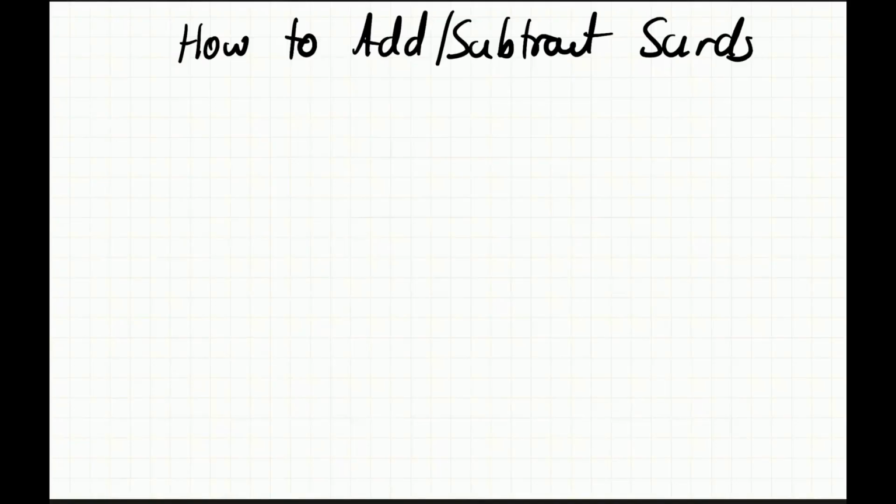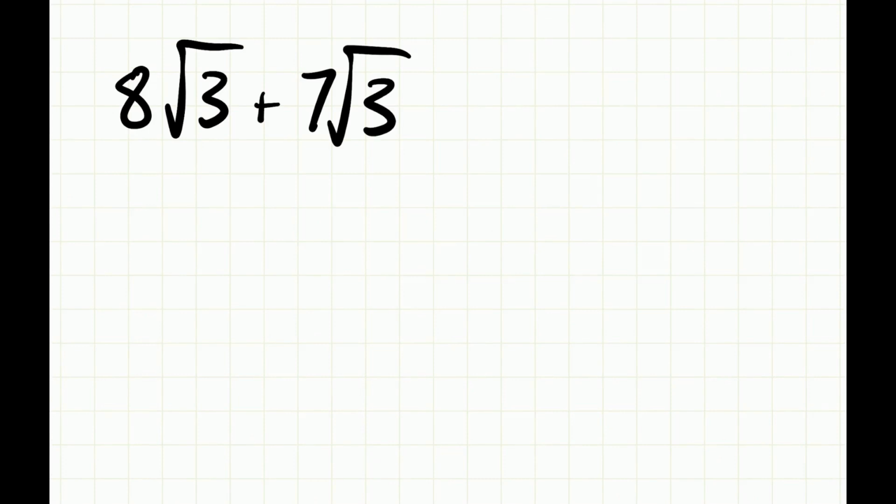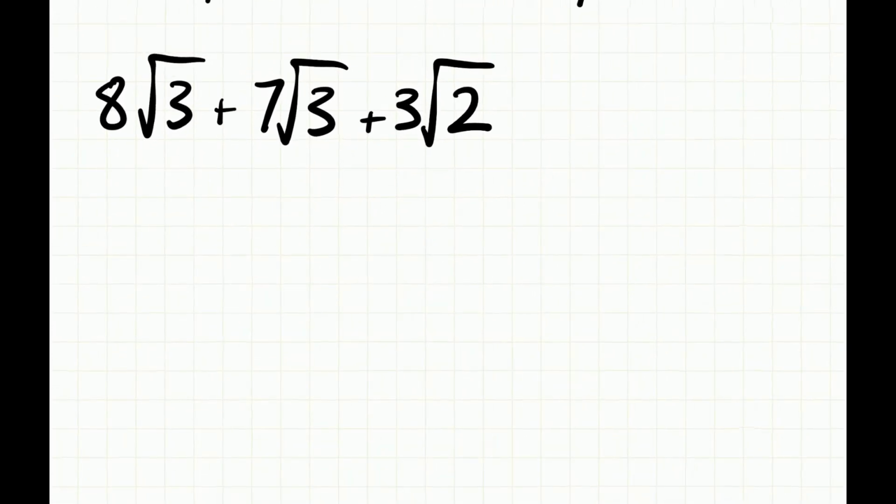In this video, we are going to consider how to add and subtract surds. So let's just start with a bit of context. Let's say we have something like 8 root 3 plus 7 root 3 plus 3 root 2. Now, how would we add these together? Now, a couple of key things.